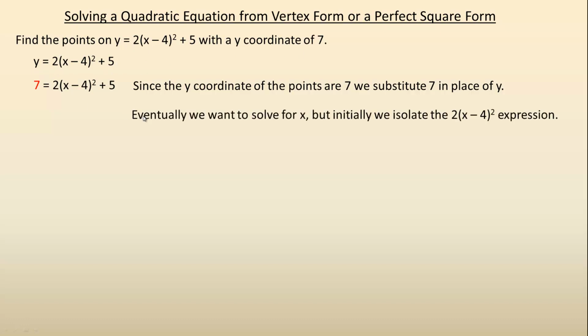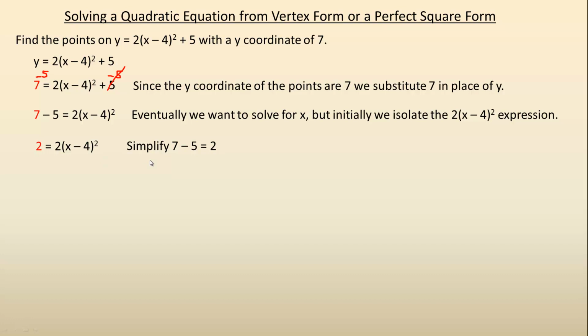Now, we want to isolate for x, but the first thing you want to do is get the expression that has x by itself. So initially we want to isolate the 2x minus 4 squared term. In other words, we want to get rid of the 5. So to start getting rid of the 5, I would subtract 5 from both sides, like this. And of course, that adds to 0. So we now have 7 minus 5 on the left, and then just 2x minus 4 squared on the right. And of course, we would next simplify this. 7 minus 5 is 2, so that's now 2, and then we have this 2x minus 4 squared.